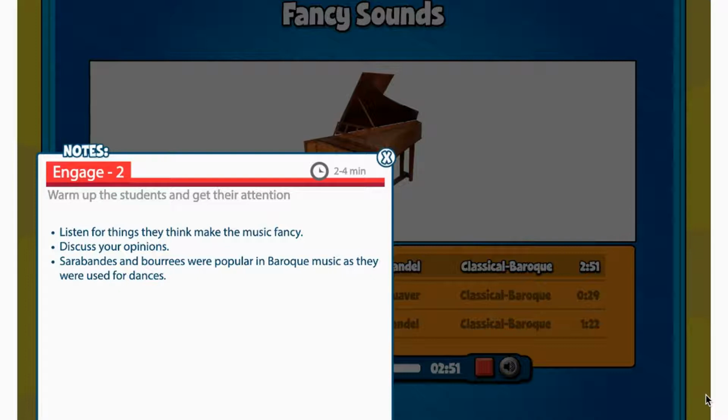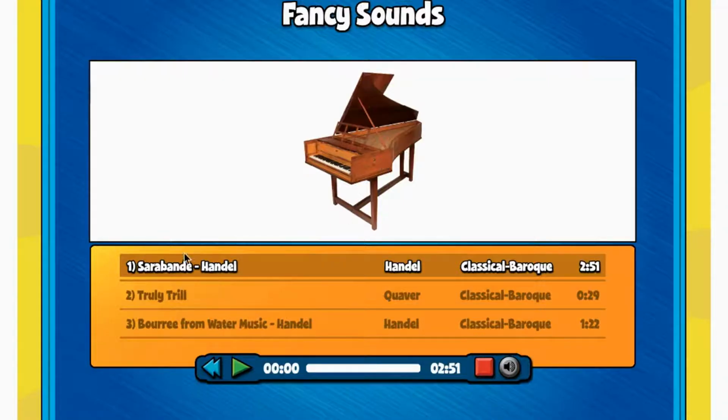One other note here is that sarabands and bourrées were popular in Baroque music as they were used for dances. So they were able to dance in their fancy ball gowns along to this beautiful Baroque music. Let's listen to the first Saraband by Handel. Remember to listen out for anything that you hear that is fancy.